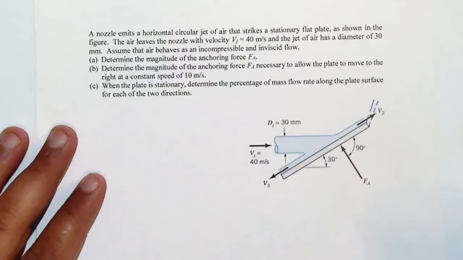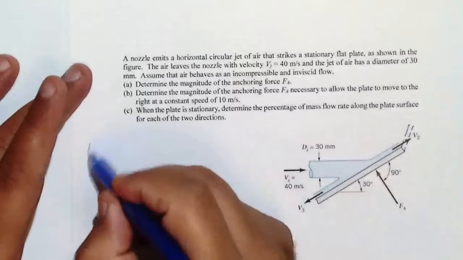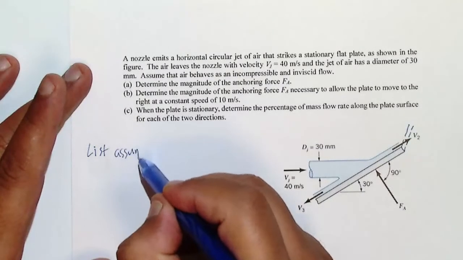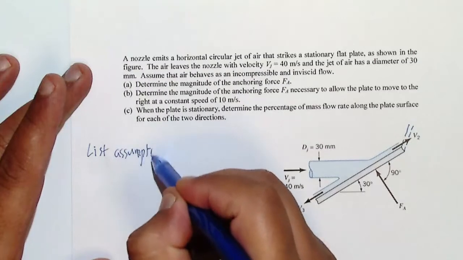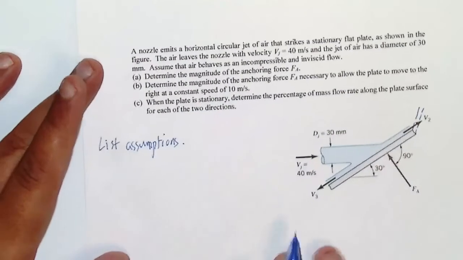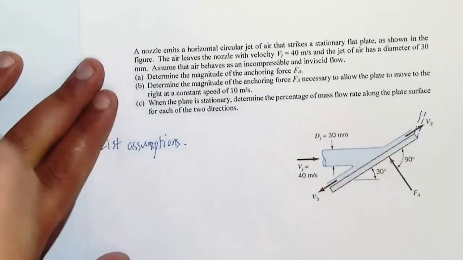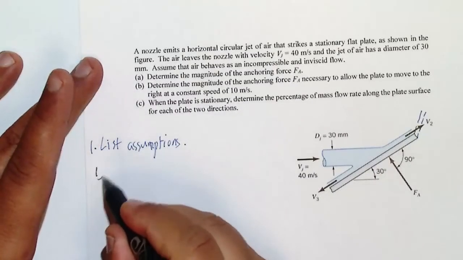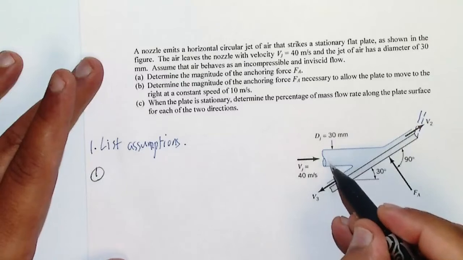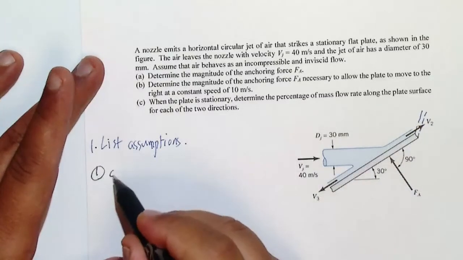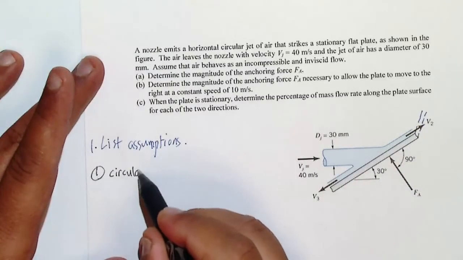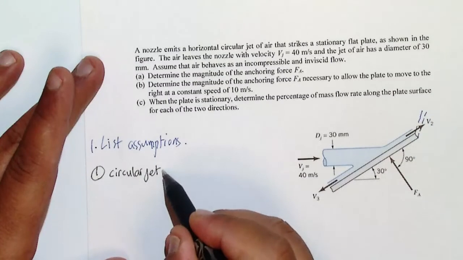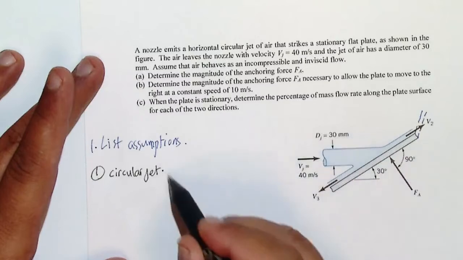so let's list assumptions again. List your assumptions. Part 1, what are the assumptions? First, it is mentioned that it's circular, right? So it's a circular jet, and it's horizontal, right?